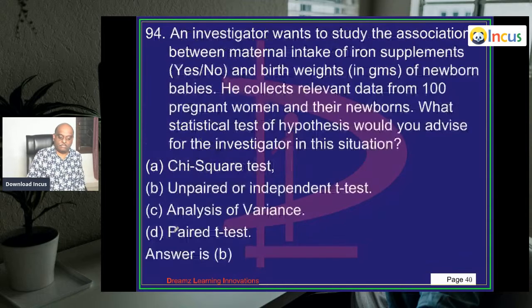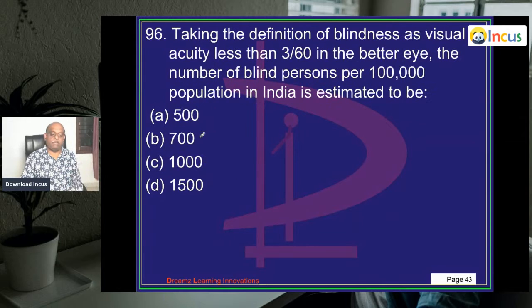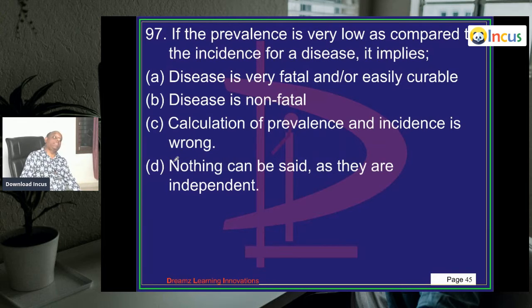Under the National Program for the Control of Blindness, medical colleges are classified as eye care centers. So mainly what do you do there? Rehabilitation. So that is the reason they are considered to be tertiary level, is what you need to remember. If 3/60 is used as the definition, the number of blind persons per 1 lakh population in India will be around 1,000.